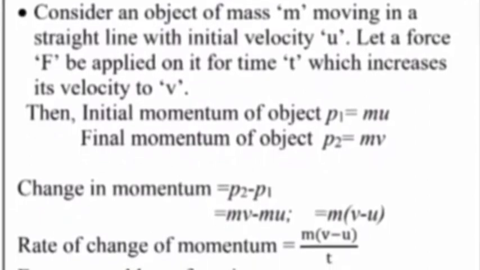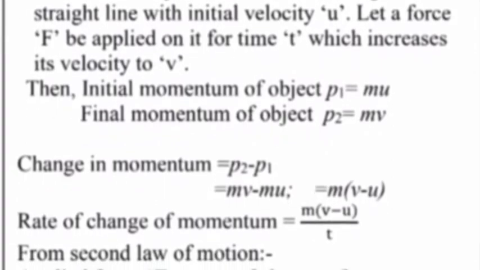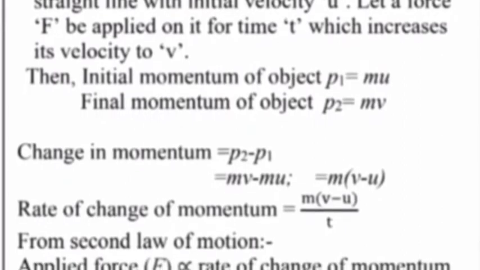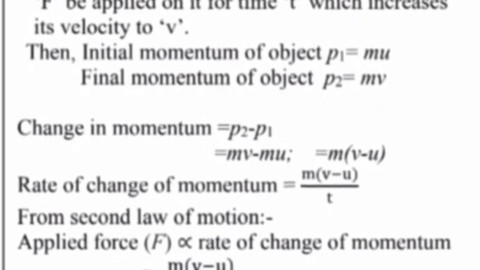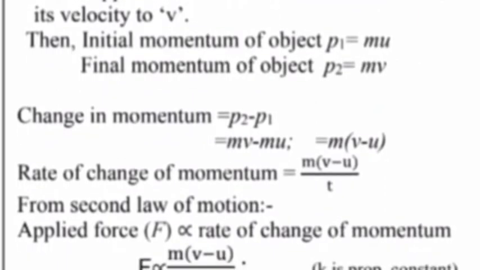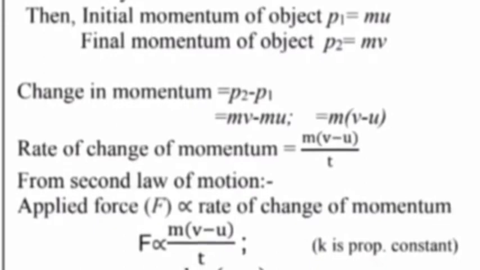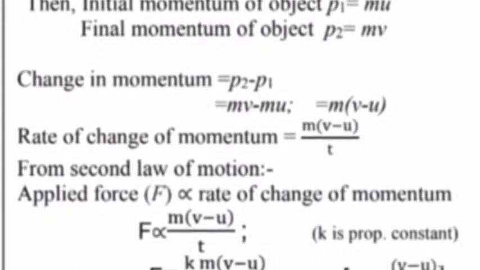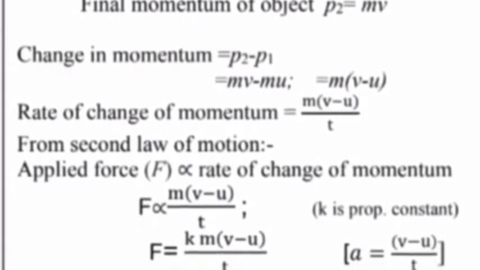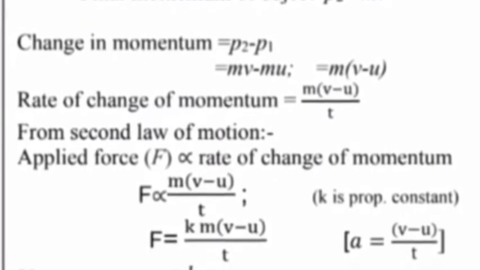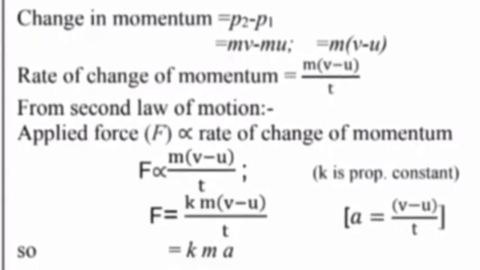Change in momentum is equal to p2 minus p1, mv minus mu, and that is m times v minus u. Rate of change of momentum is equal to m multiplied by v minus u upon t. From second law of motion, applied force F is directly proportional to rate of change of momentum. F is directly proportional to m multiplied by v minus u upon t. K is a constant here. F is equal to km multiplied by v minus u upon t.